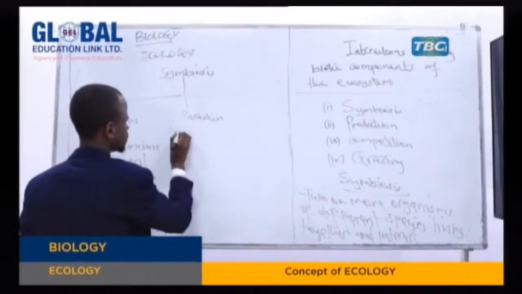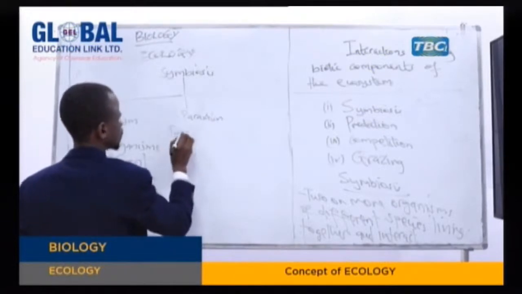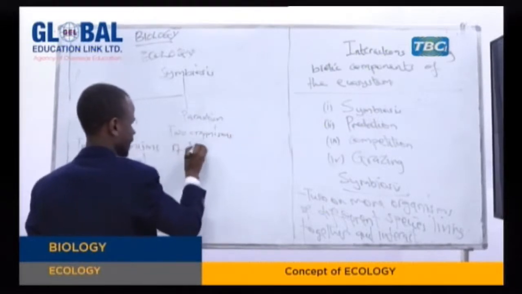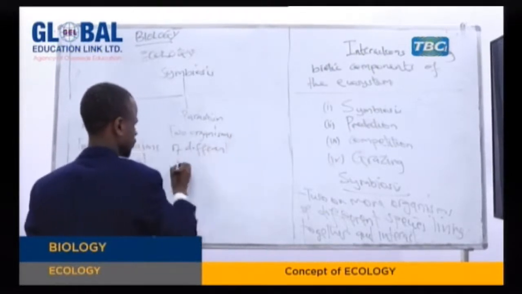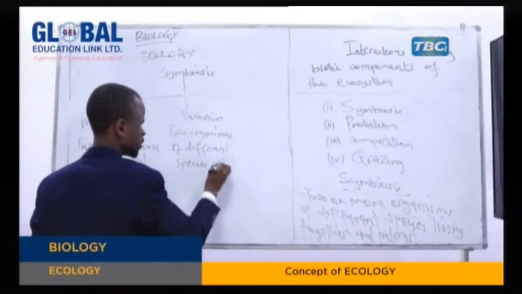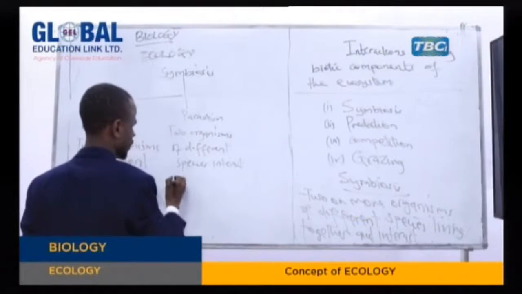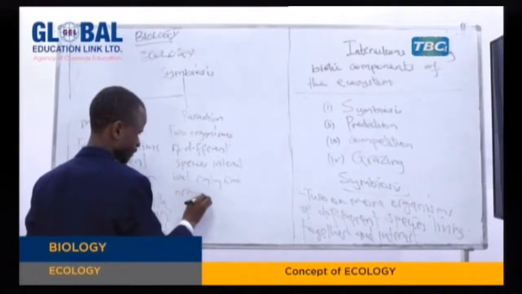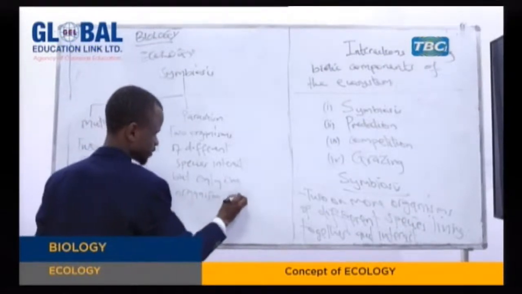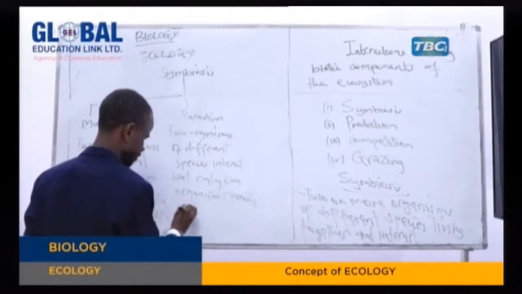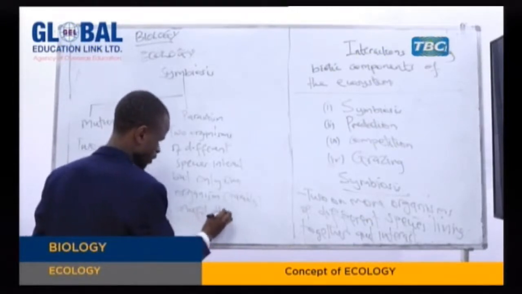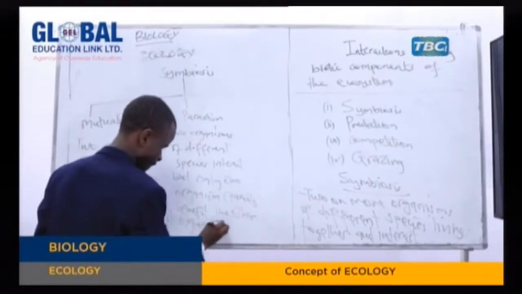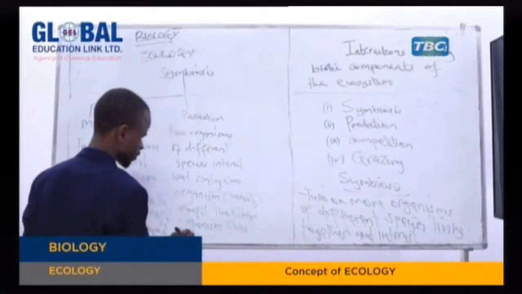Therefore, two organisms of different species interact, but only one organism, which is called a parasite, benefits. The other organism, called host, is harmed.